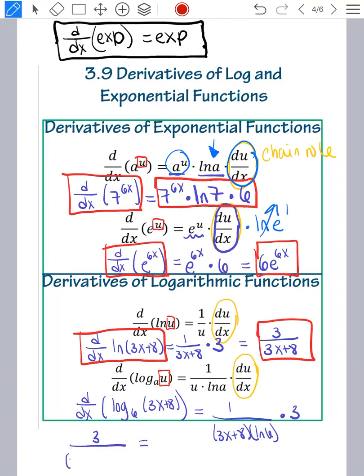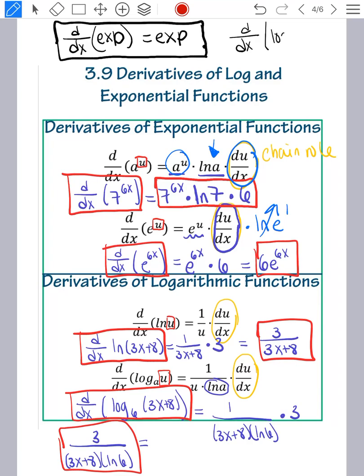So the final answer is 3 over 3x plus 8 times natural log of 6. So here's the function, and here's its derivative. Okay? And the thing I want you to note here, again, it's really just the same rule, but natural log of e is 1. So we have this little added piece we have to remember, a little constant that gets added when it's not a natural log function we're taking the derivative of. And the big takeaway here is that the derivative of any type of log function, log or natural log, is going to be a rational function. It's going to be a fraction.